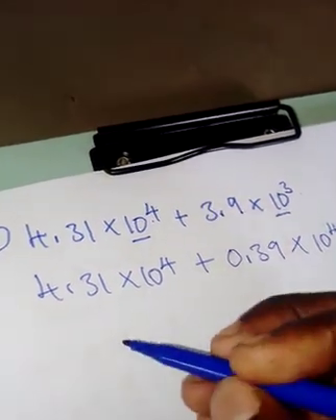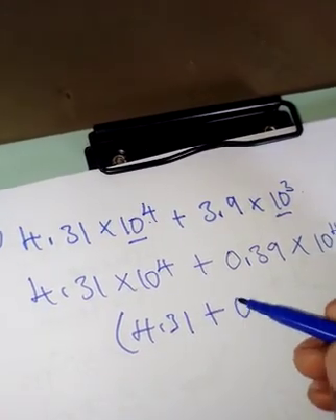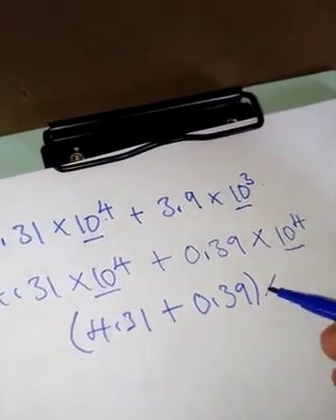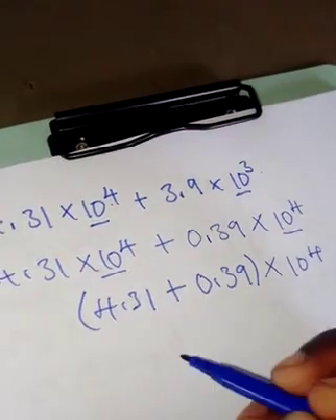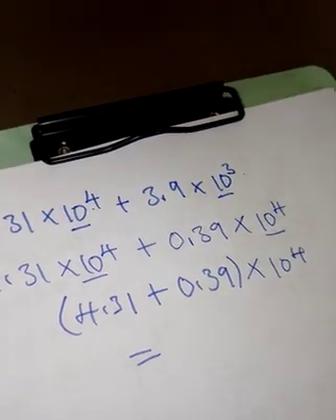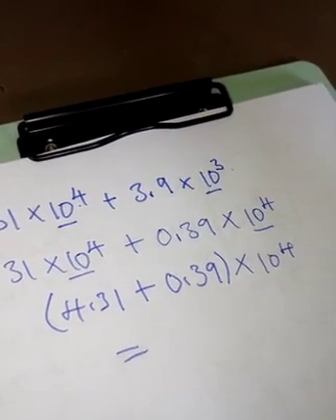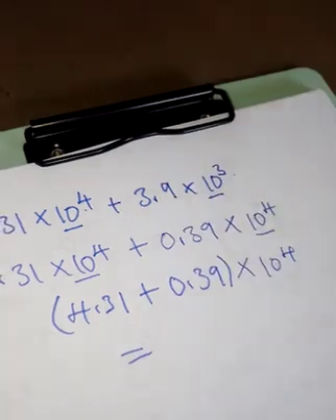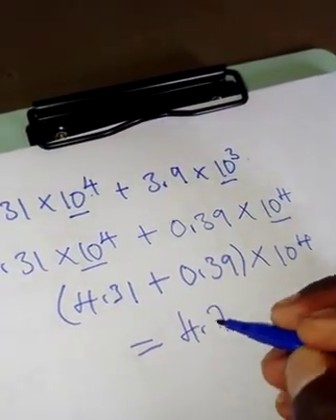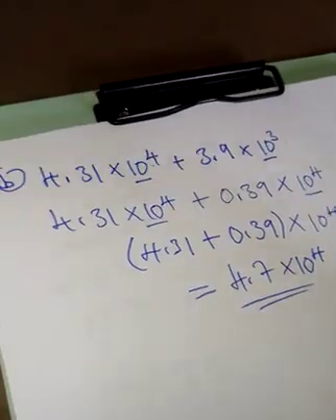From there, just adding 4.31 plus what? 0.39. Then you factor out 10 to the power 4. So times 10 to the power 4. This will be equal to what? Okay, so let me just punch that on the calculator. So we have 4.31 plus 0.39. It's 4.7. So we have 4.7 times 10 to the power 4. You are done. Let's do it the other way around.